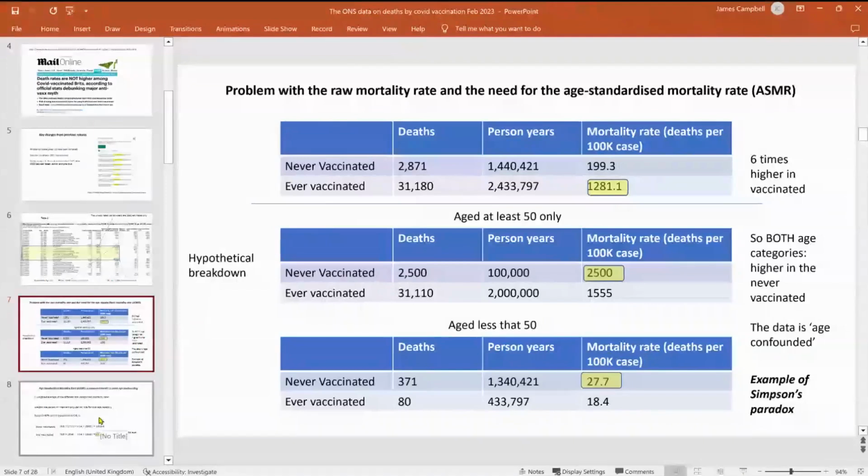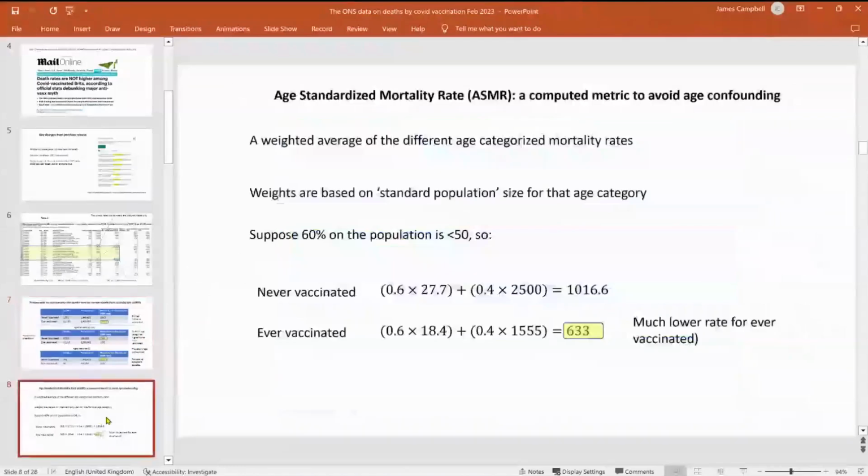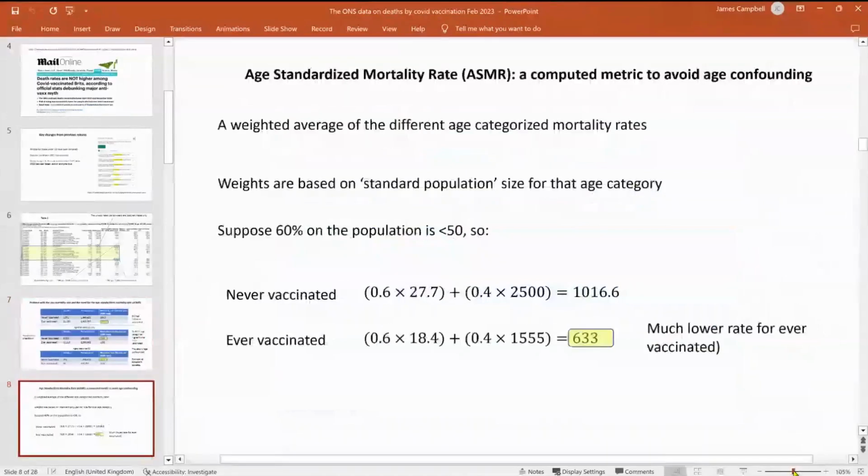So if you move on to the next slide, this then tells you... Oh, sorry, we are there. Sorry. I was looking somewhere else then. So the age standardized mortality rate is simply a computed metric to avoid this age confounding. It's a weighted average of these different age categorized mortality rates. And the weights are based on the 2013 European standard population, which is another thing I don't really like about this age standardized mortality rate.